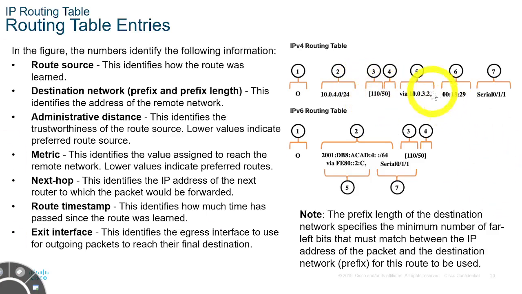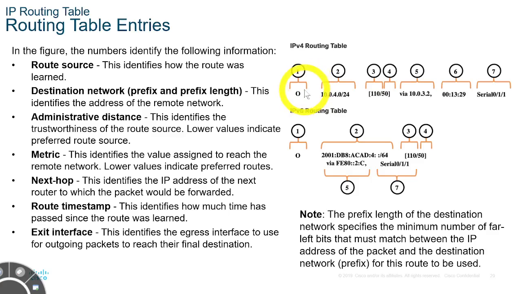Okay, and this one, via, means the next hop device, which identifies the IP address of the next hop router, or maybe the LAN or something that the message should be forwarded to. And this is the time span, and this is the outgoing interface of the router that we want to forward the message through.